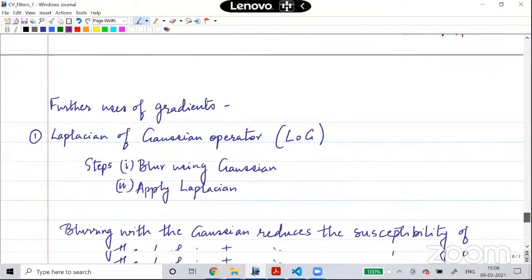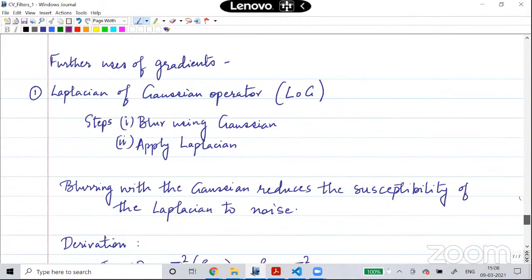Okay. Yeah, further uses of gradients. So there is something called derivative of Gaussian, okay, the DOG operator, and then there is this LOG operator, which is Laplacian of the Gaussian. Sorry, I think I said something wrong at first. This is derivative of Gaussian, and this is the Laplacian of Gaussian. Okay. So this is the first derivative, second derivative.